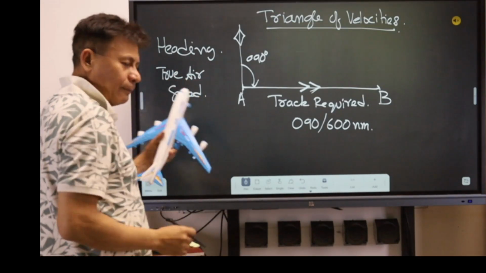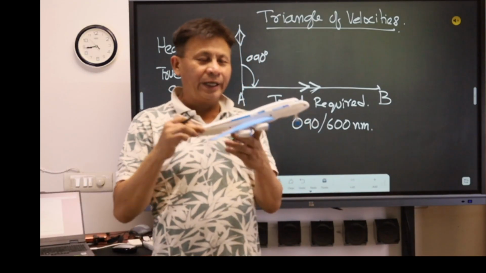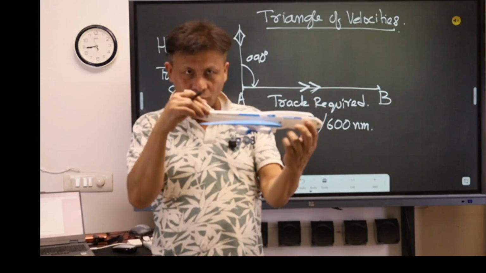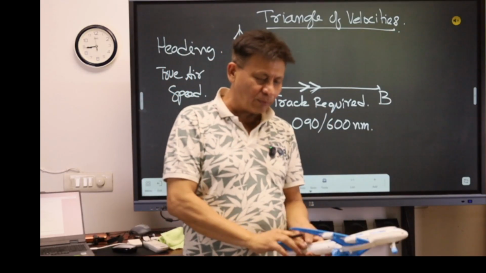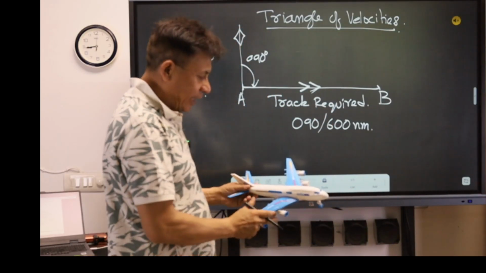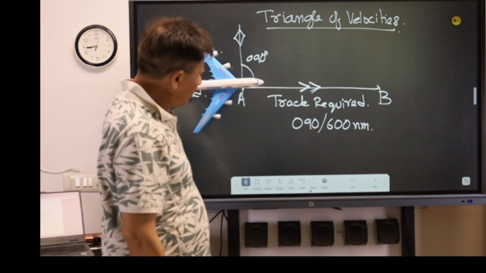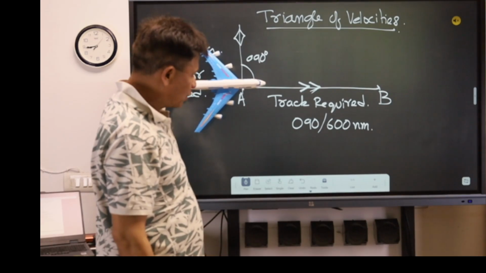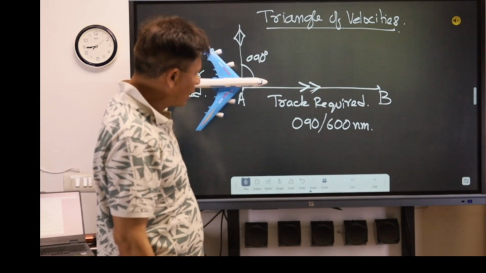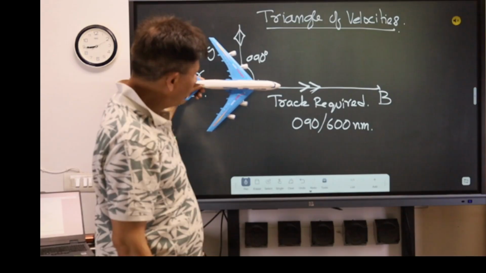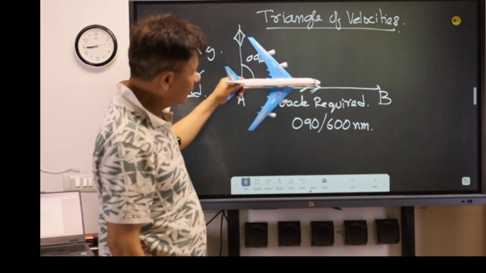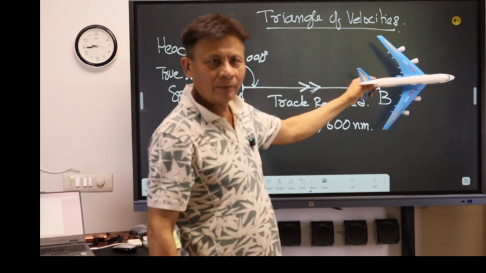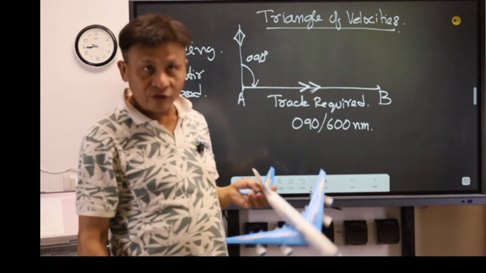So now, when aircraft flies, it will fly on a particular heading with a particular true airspeed, that is the relative motion between the air and my aircraft. Now, let us say that my aircraft starts from here pointing towards B, that is the track required is 090. If I fly with the heading 090, after some time, depending upon the velocity, I will arrive over at Bravo. That is what we assume.